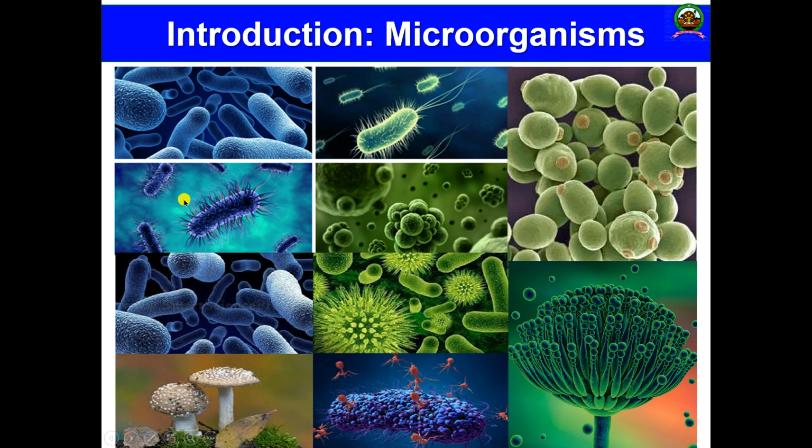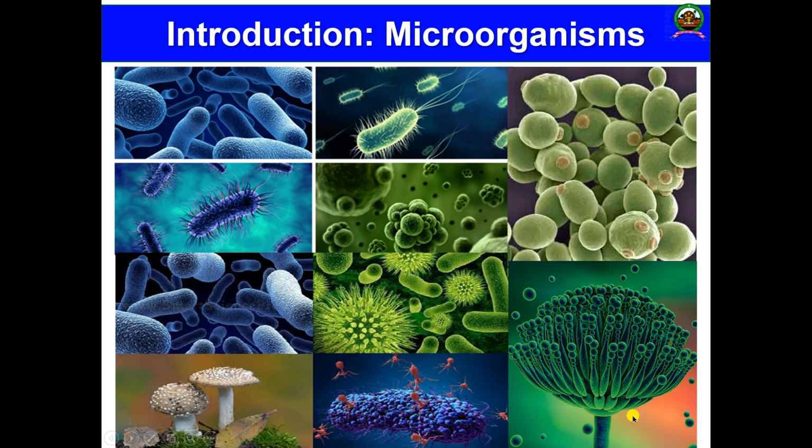Here also you can see some appendages. These appendages are known as fimbriae. Then this bacteria doesn't have such appendages. Then there are small viruses you can see. Then these are mushrooms, they are fungi. Then you can see certain small viruses that infect bacteria. They are known as bacteriophages.